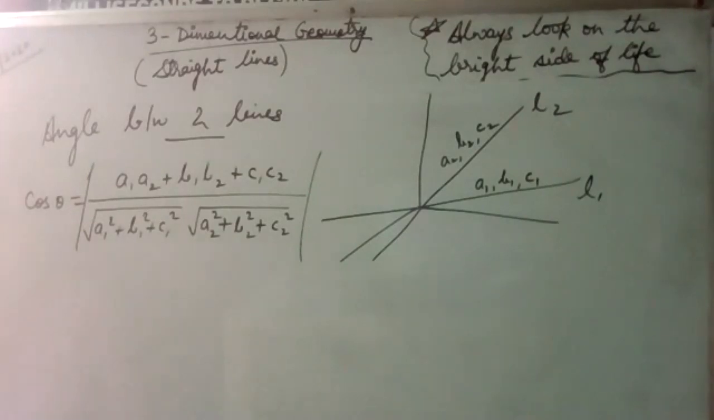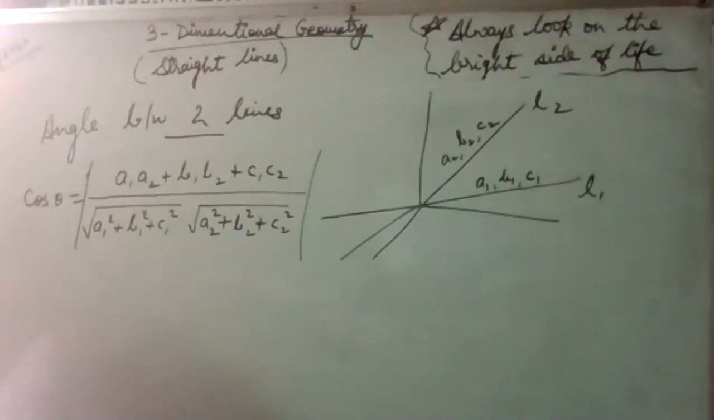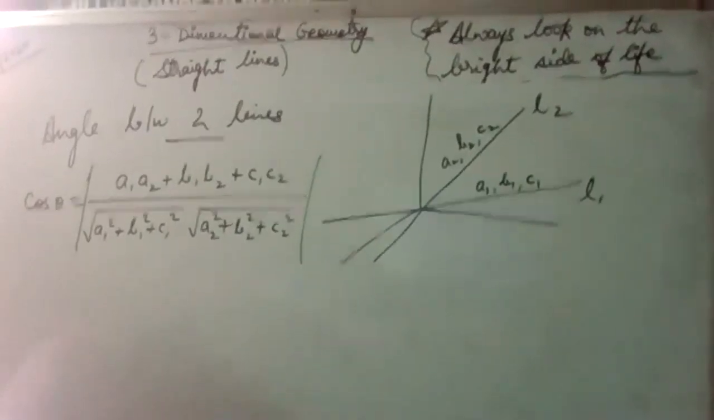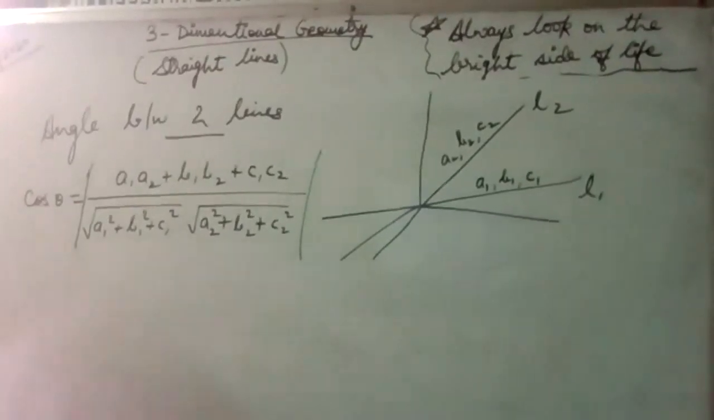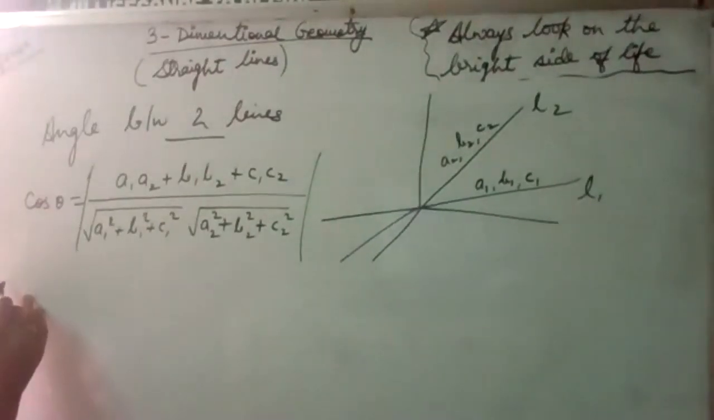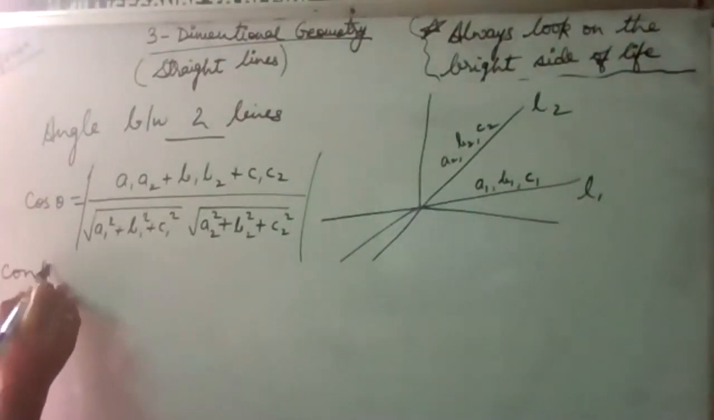Now we have a condition. Whenever we are talking about angle, we always talk about the conditions if the lines are perpendicular or if the lines are parallel. These are the conditions.